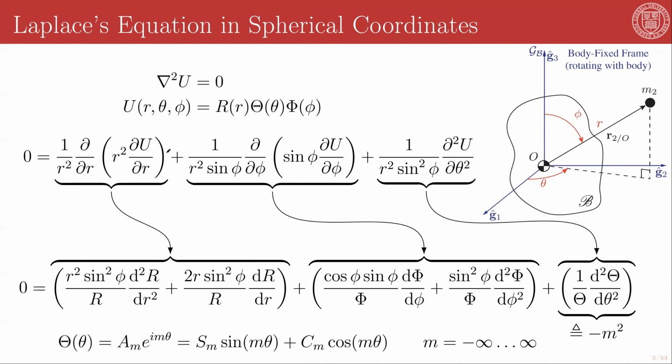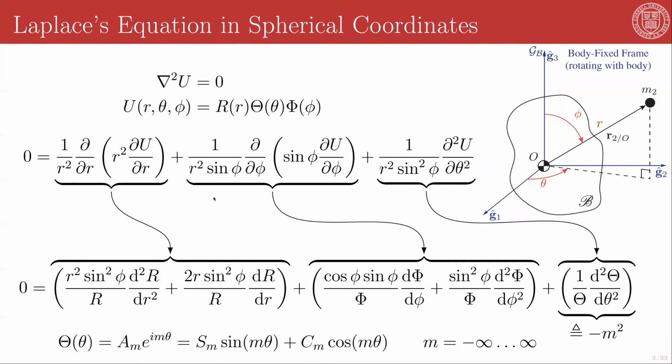Laplace's equation in spherical coordinates takes the form 1 over r squared partial with respect to r of r squared times the partial of our potential with respect to r, plus 1 over r squared sine phi times the partial in phi of sine phi partial of U with respect to phi, plus 1 over r squared sine squared phi second partial of U with respect to theta.